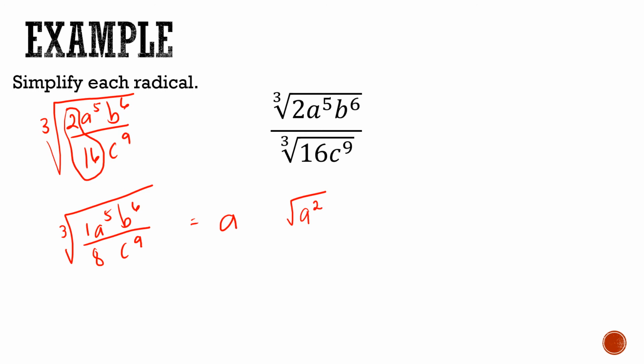Next, we have 6 divided by 3, we have 2. So we can write this as b squared over, so the cube root of 8 is 2. And c, we have 9 divided by 3, we have 3. So we have c cubed. So the answer now is ab squared, cube root of a squared all over 2c cubed, or we can rewrite this as ab squared times the cube root of a squared over 2c cubed.